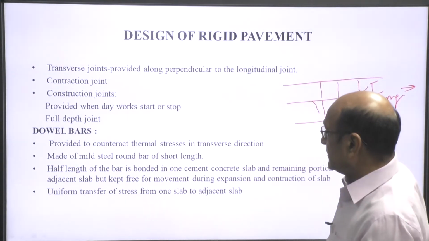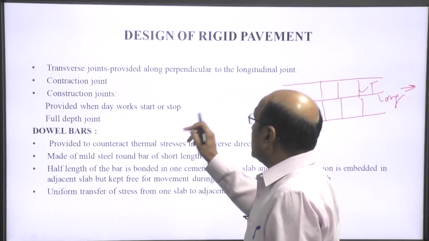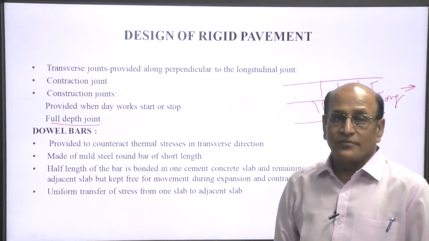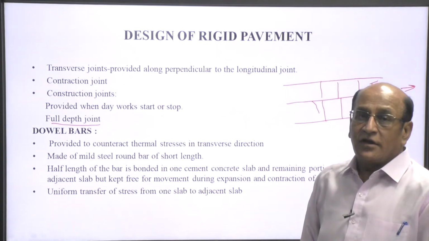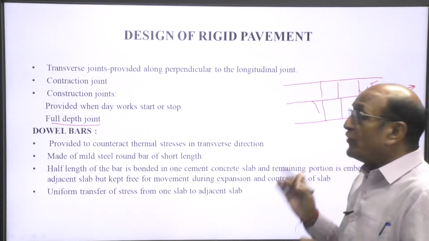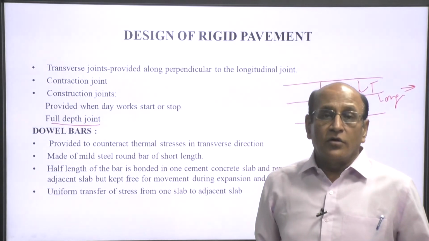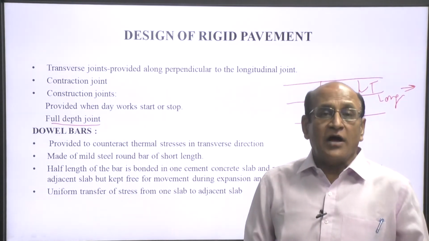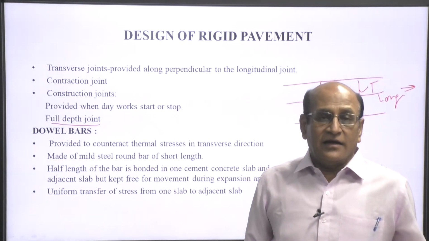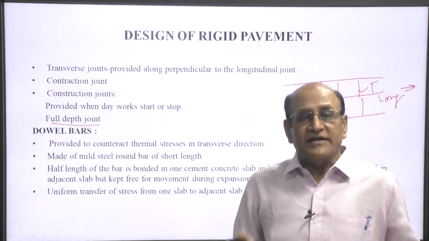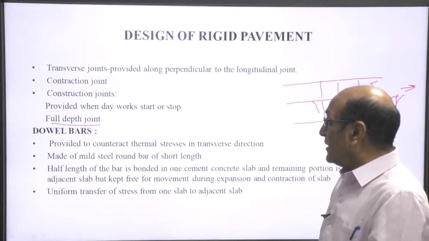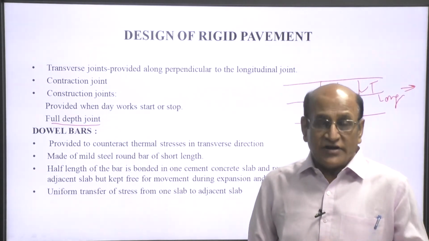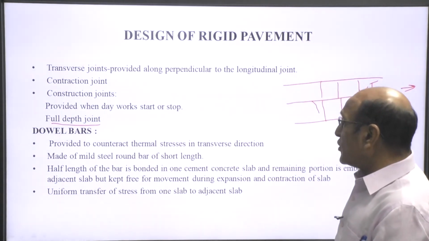transverse directions, both, provided when day's work starts or stops, and this is very important, a full depth joint. All joints are cut 1/3 to 1/4 depth of the slab to take care of the expansion and contraction due to temperature and other conditions, but the construction joint is provided in full depth of the slab. So, it is very important. Now, come to the dowel bars.